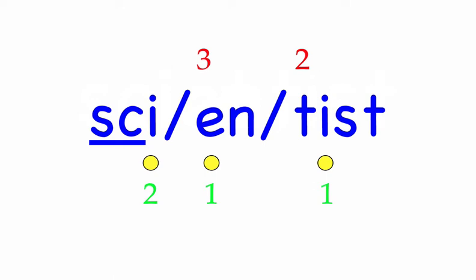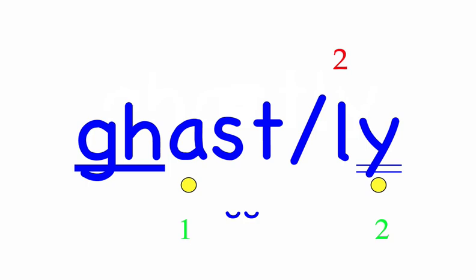Ghastly. Ghastly. That meal was ghastly. 2 syllables. First syllable, ghast, 4 sounds: g, a, s, t. Lee, 2 sounds: l, e. Ghastly. Mark the word.